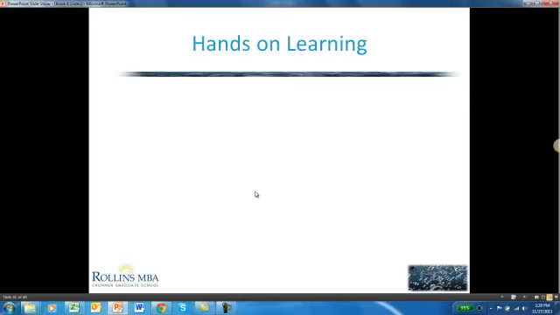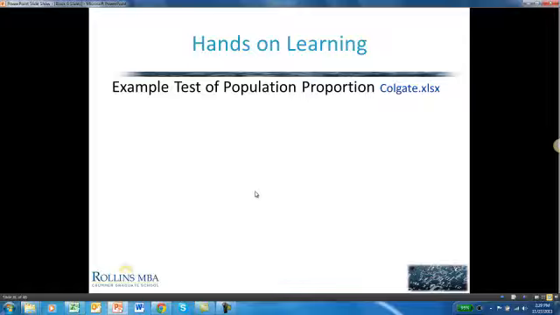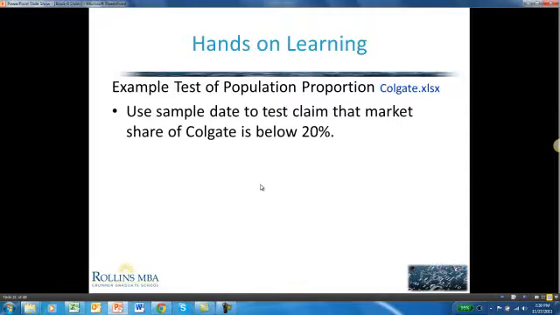Okay, well, let's take a look at another example. In this case, we want to do a test on a population proportion, and the data file that you'll use here is one I've posted for you called Colgate.xlsx. And here we have a large retailer, say a company like Walmart, and they want to test a claim that market share for Colgate is below 20% among all toothpastes.